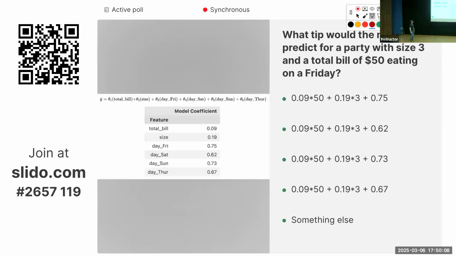How do you make a prediction? Here's your model. For each feature, we have the coefficient. These are the theta values corresponding to each of these columns. For a party of size 3 and a total bill of $50, what does the model predict? Give this one a go.